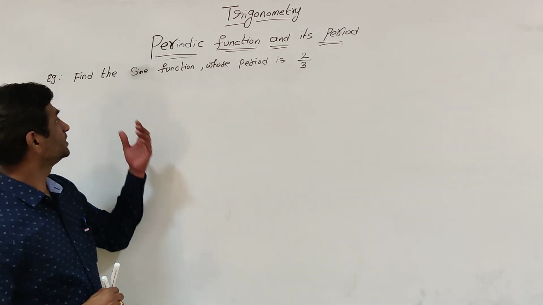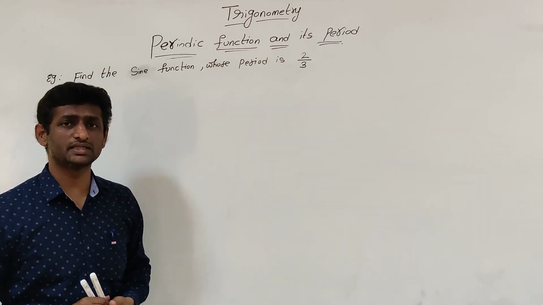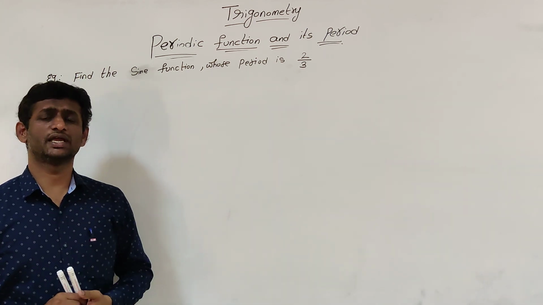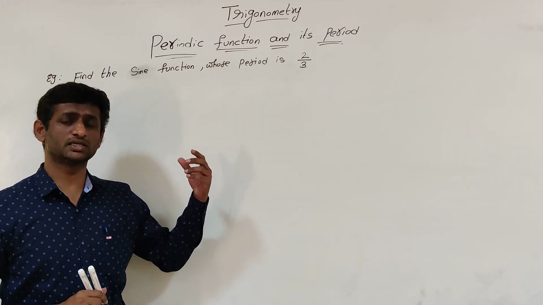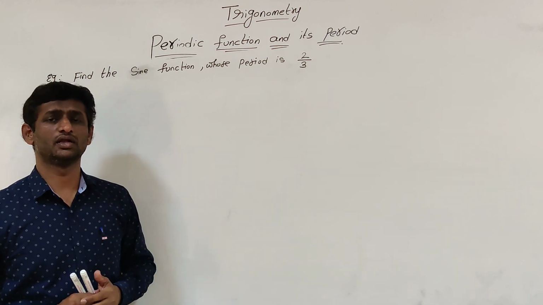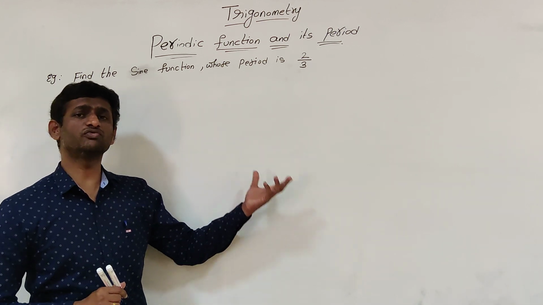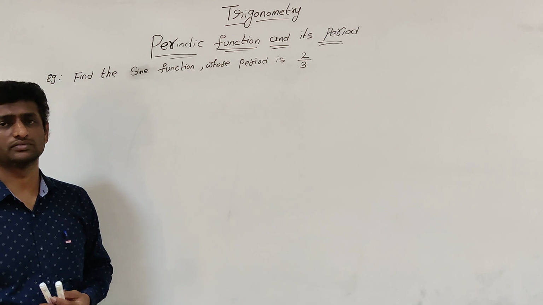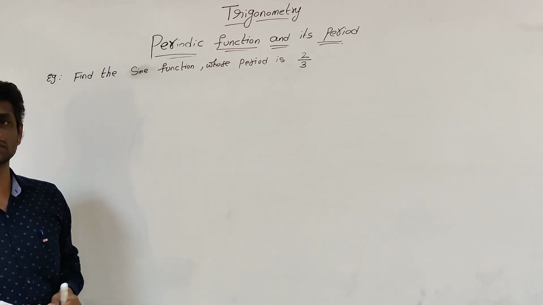The question is, find the sine function whose period is 2 pi by 3. Means in the previous examples he has given the trigonometric periodic function and he has to find what is the period. But it is a reverse case. If the period is given, what will be the periodic function? So what type of function we have to find is sine function.